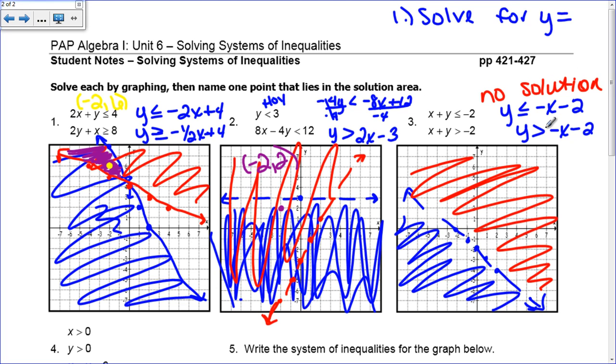There's no overlap whatsoever. Now, if both of these lines had been solid, then I would have solutions on the line and on the line only because they would overlap and meet there. But because I have one solid, one dotted, and my shaded parts don't meet each other, then I have no solution when I graph that.